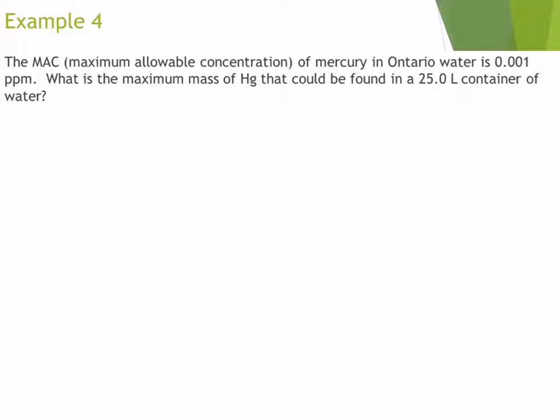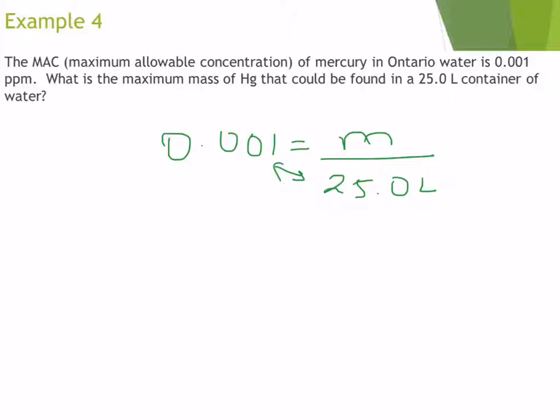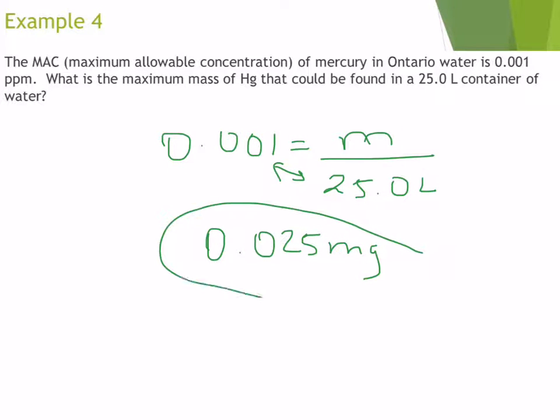In this example, we're being told that the maximum allowable concentration of mercury in Ontario water is 0.001 parts per million. And it's asking us for the maximum mass of mercury that could be found in a 25-liter container of water. So our parts per million is 0.001. We're being asked to figure out our mass, and we have 25 liters. So we would be multiplying these together, and when we do that, we get 0.025 milligrams. So the maximum mass of mercury that could be found in the water is 0.025 milligrams, which is a really, really small number.